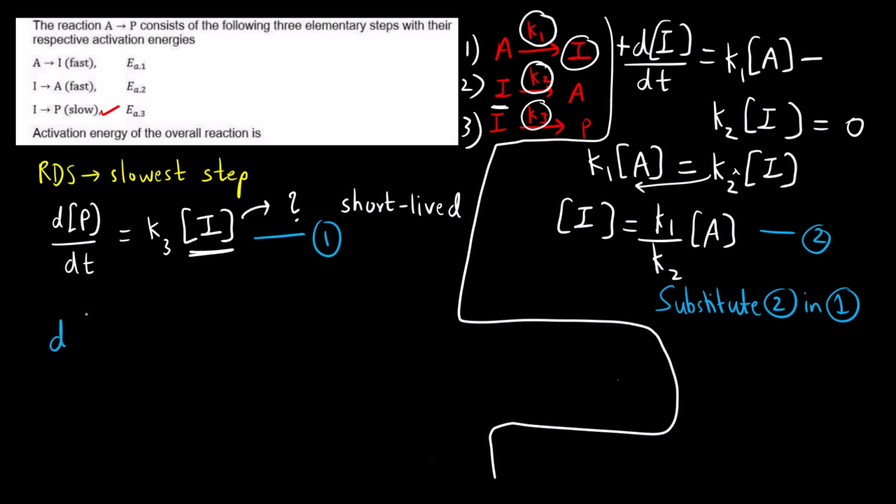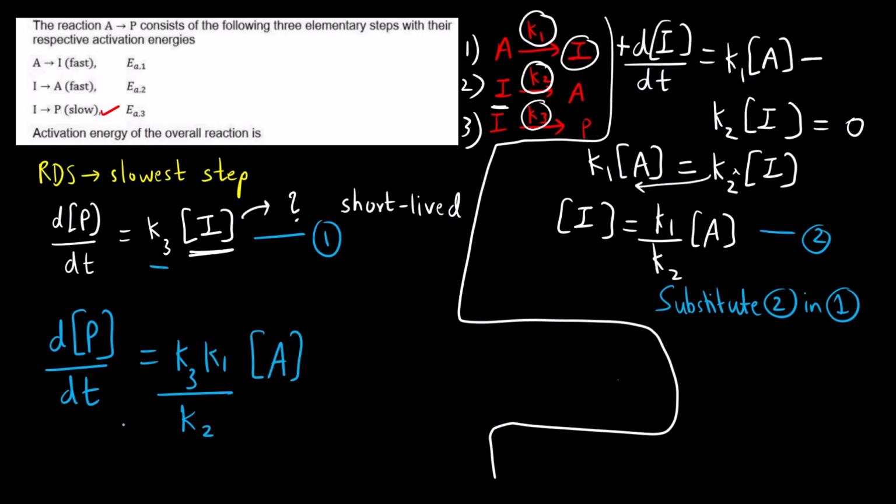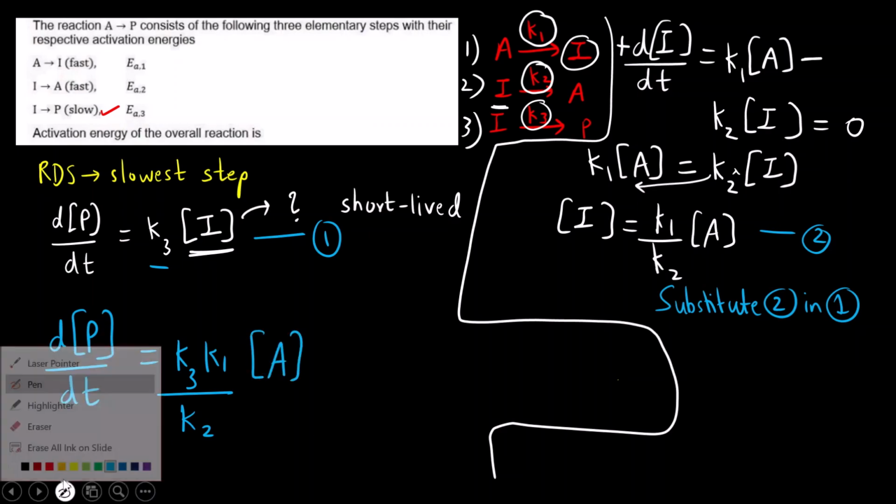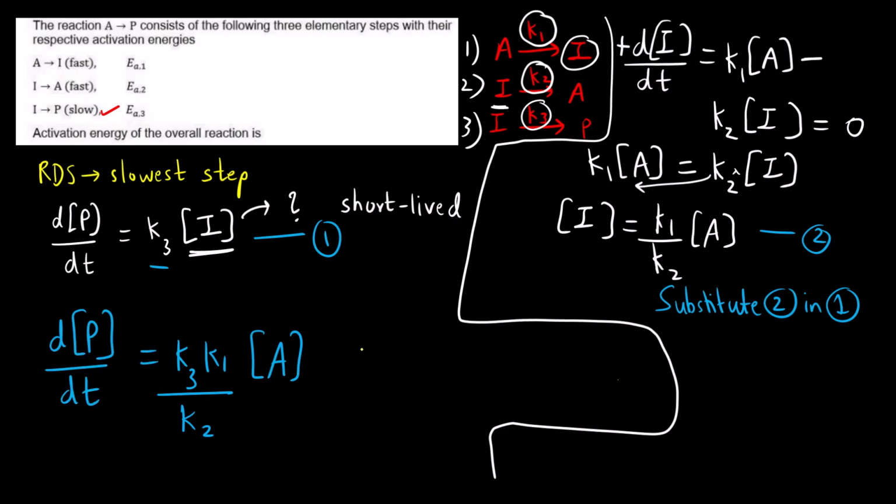The rate of formation of the product, dP by dt, is equal to K3, which is already there, into I, which is K1 divided by K2 into A. So this is the final rate of formation of the product.